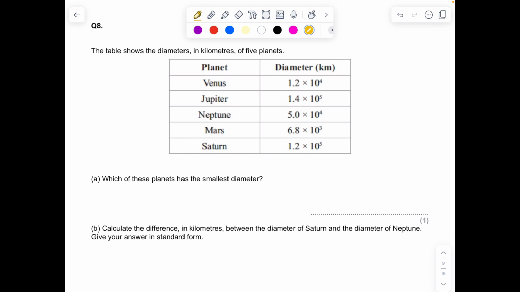Right, question 8. Which of these planets has the smallest diameter? So this one's nice and easy. That's why it's only worth 1 mark. It is indeed Mars. Because if you look, the one with the smallest indices is this one, so 3. And so 6.8 times 10 to the power 3 is the smallest, so it's Mars.